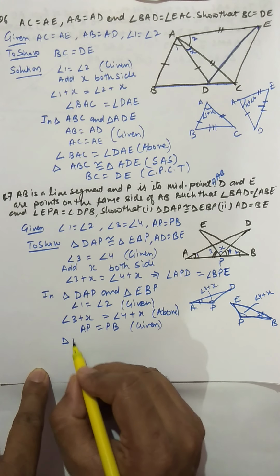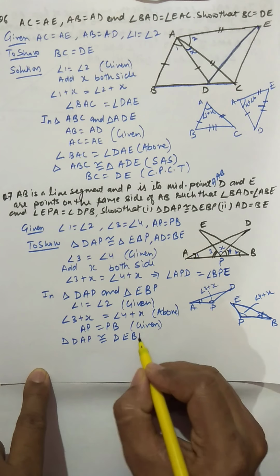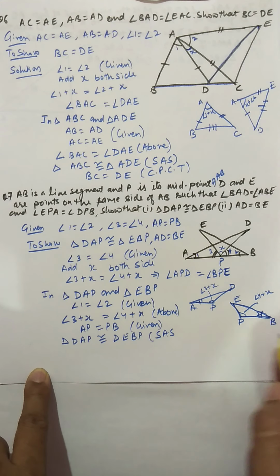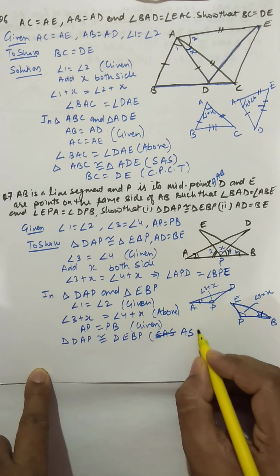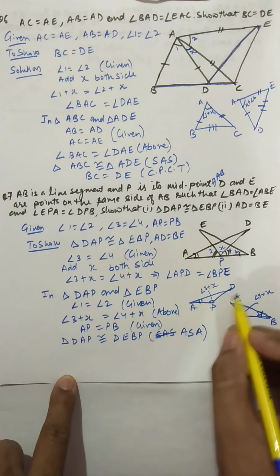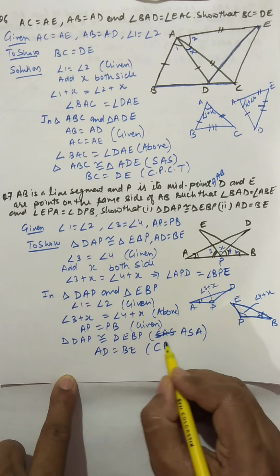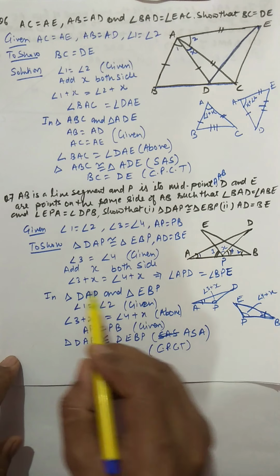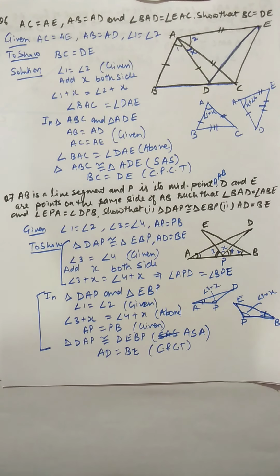So these two triangles, triangle DAP and triangle EBP, are congruent by ASA. This is angle, side AP, and these two angles, so this is angle side angle. With this criterion you can say these two triangles are congruent. Now AD of this triangle and EB of this triangle will be equal by CPCT. So you can see this question has just two steps. This is your first step and this is your second step.